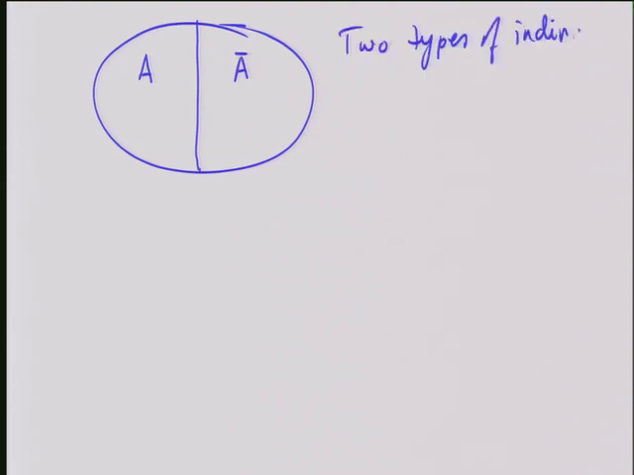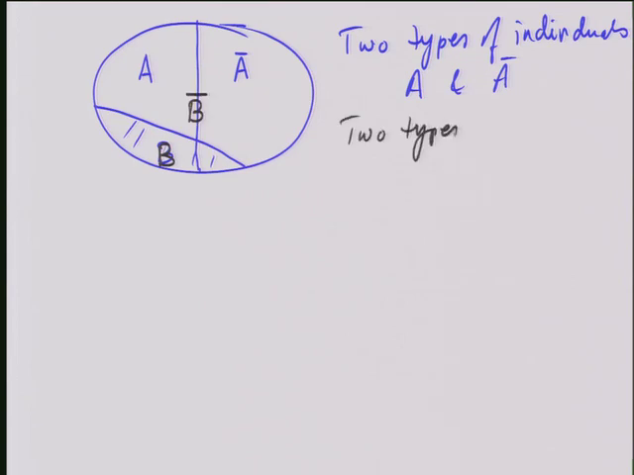you're given a population, and you're told there are two types of individuals. There are the individuals in the set A, and then there's A complement. So there are two types of individuals, A and A complement. There are two types of test results, B versus B complement. Two types of test results, B and B complement. Okay, so this could be 0, that could be 1.